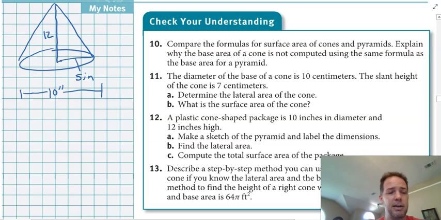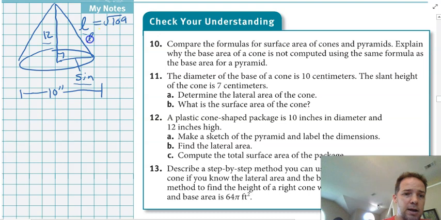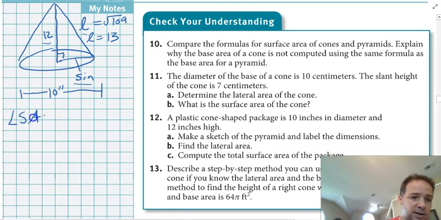So we would actually need to solve for the lateral using a right triangle here to find L. And we can do that using the Pythagorean theorem. So a squared plus b squared equals c squared. So 5 squared is 25, 12 squared is 144. We get the square root of 169, or L equals 13. So the lateral height there is 13. I now have enough that I should be able to find the lateral area and the total surface area. So the lateral surface area equals pi r L.